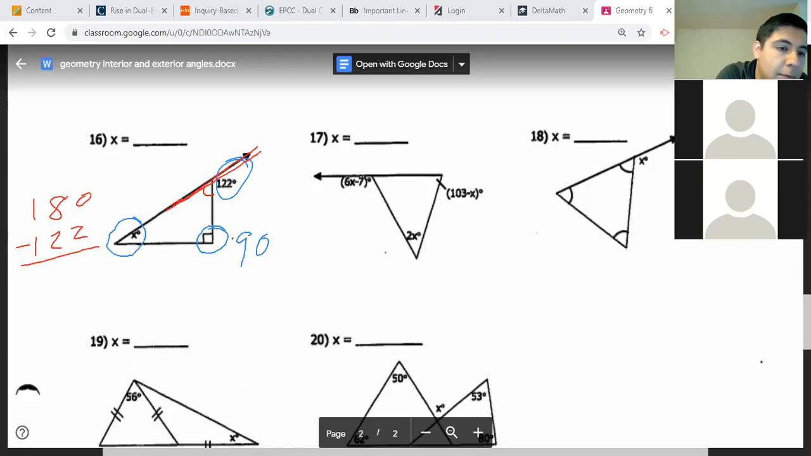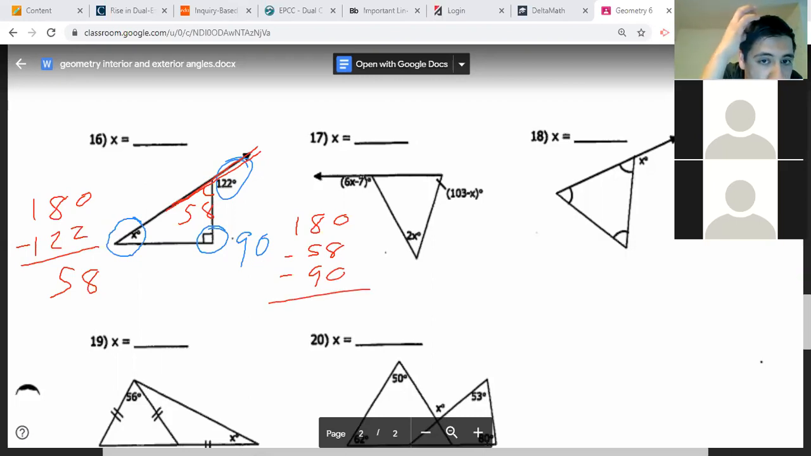$58. Right, 58. Okay. So now we know that two of the angles, one of them is 90, one of them is 58. So now how are we going to find the third angle? Add those two and subtract them from 180. Right, so 180 minus 58 minus 90, which is basically the same thing, right? 32. So you could add them together, or you just subtract both of them from 180. So 180 minus 58 minus 90 is 32. Right, so that missing angle is 32.